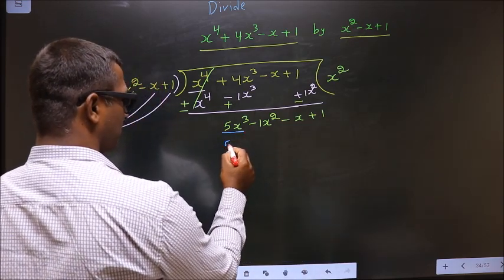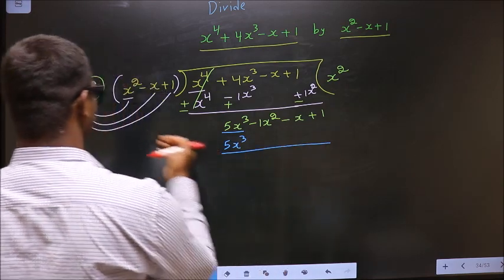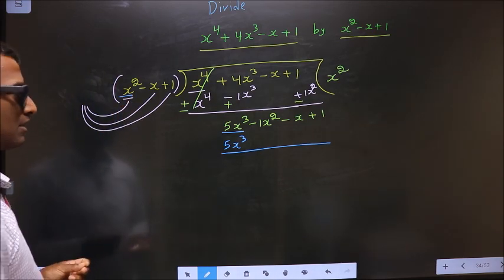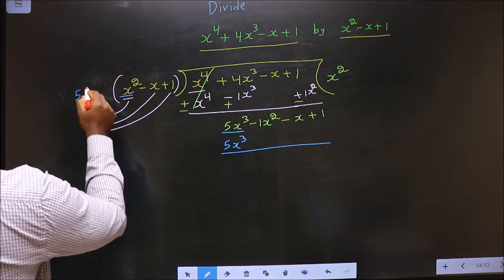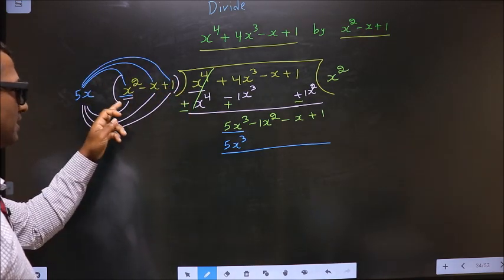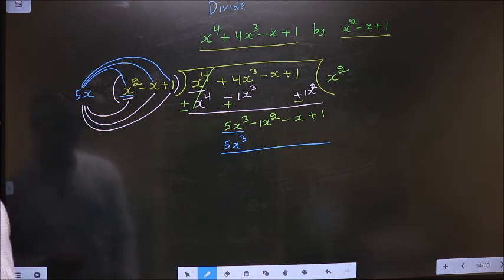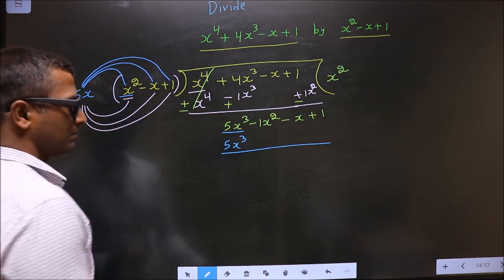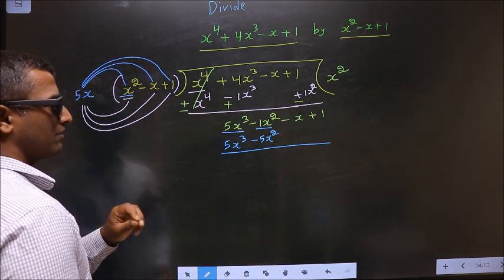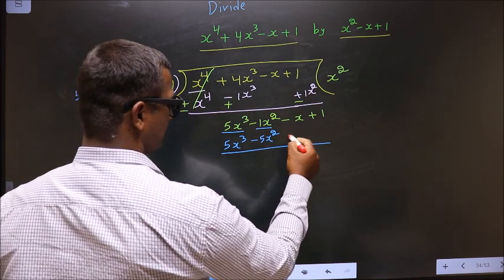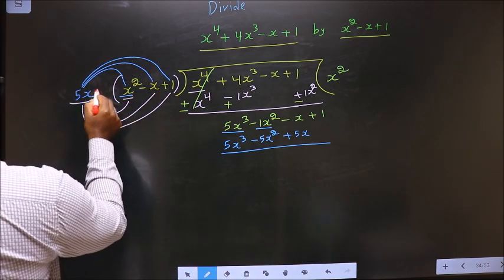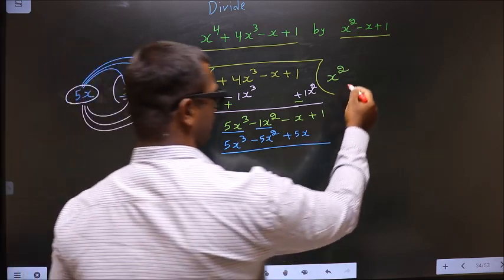Now here we have 5x cube. Below this you should also get 5x cube. So here you have x square. To get 5x cube, this should be multiplied with 5x. When you are multiplying to this, you should also multiply to the other terms. So 5x into x square is 5x cube. 5x into minus x is minus 5x square. So below the x square term, you write minus 5x square. 5x into plus 1 is plus 5x. So below the x term, you write plus 5x. Now this is the next term of our quotient. So write it in the quotient, that is here.